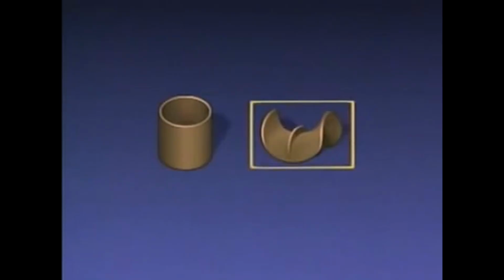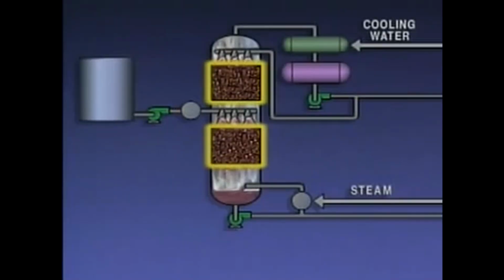Another type of packing is known as a burl saddle. The packing breaks up the liquid so that it flows over a large amount of surface area. This exposes more of the liquid to the vapors and increases heat transfer from the vapors to the liquid. Packing can be made from many different materials, including porcelain, copper, aluminum, and iron.